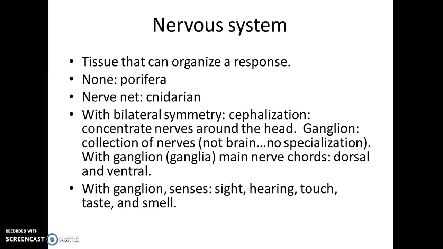Now, when you have bilateral symmetry, you have something known as cephalization, or the formation of a head. And in the head, you concentrate nerves. If you have a collection of nerves, that is called a ganglion. It's not a brain. A brain has specialized parts. A ganglion is a collection of nerves which is unspecialized. And we do have ganglion in our body, too.